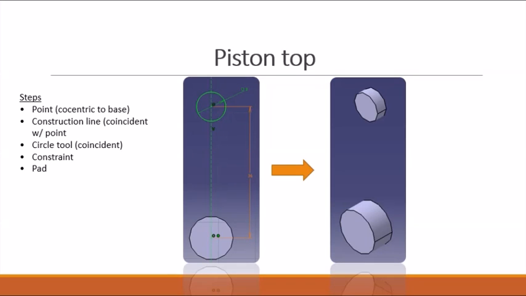A construction line, which is this dash line here, was created to be coincident. The next step was to make a circle that was also coincident with that line, and the distance between both of those circles was known and then constrained. Just like before, the pad tool was then used.